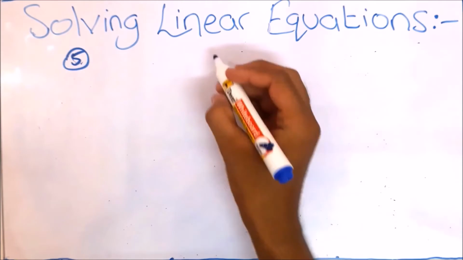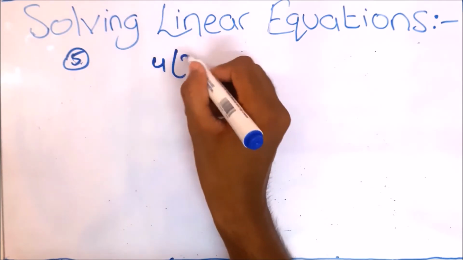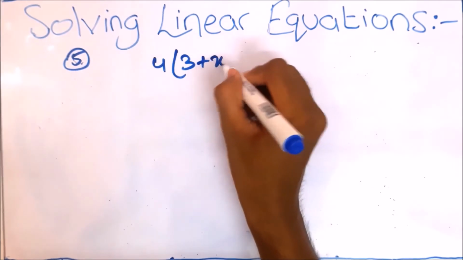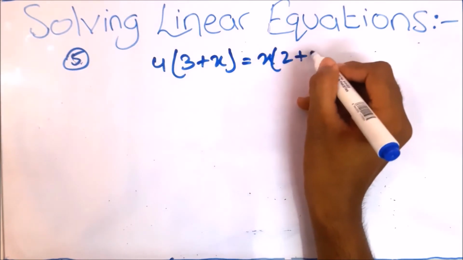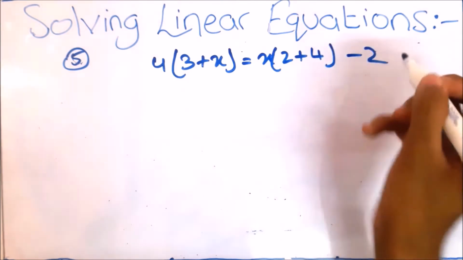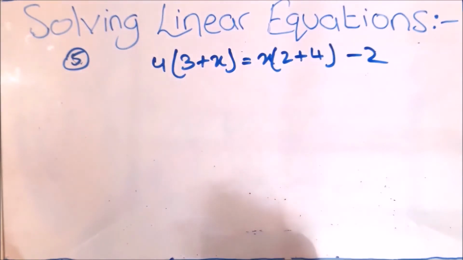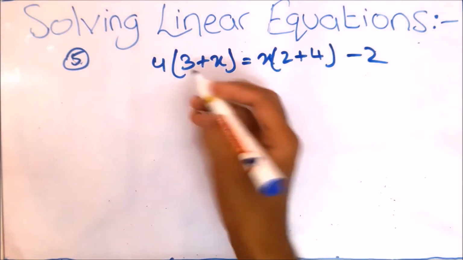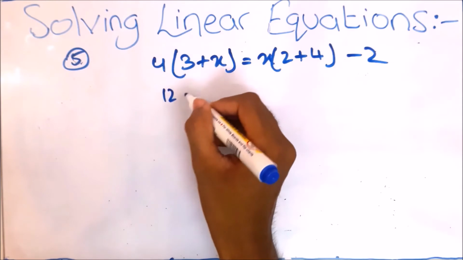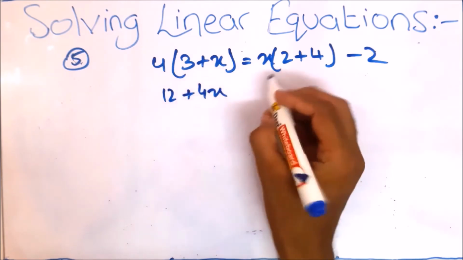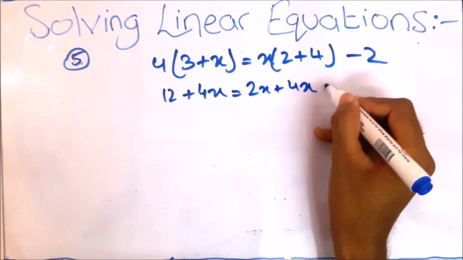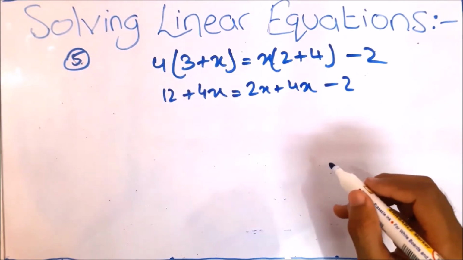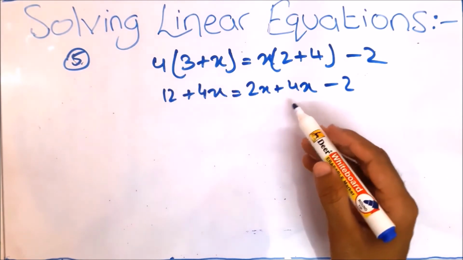Question number 5. Okay, here we have 4 times (3 plus x) is equal to x times 2 plus 4 minus 2. Okay, so same as what we did in the last example, we just simplify it all. 4 times 3 is 12 plus 4 times x is equal to 2 times x plus 4 times x minus 2. Okay, here we have something that can be added.